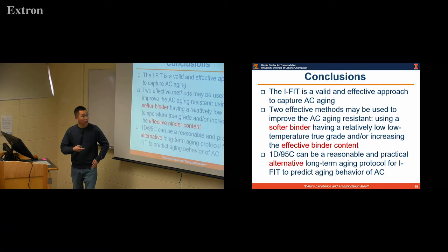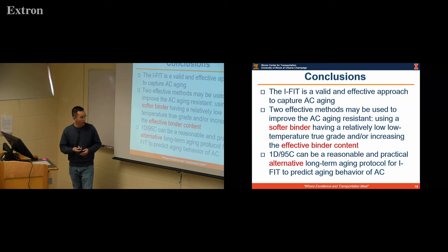The conclusion from this study is that the IFIT is a valid and effective approach to capture AC aging, and is very sensitive. And there are two effective methods that may be used to improve the aging resistance. The first is to use a softer binder, because it has a relatively low temperature shear grade, and or increase the effective binder content, and for this we suggest to use aggregates with less water absorption instead of increasing your binder content. But we haven't done any cost analysis on which one is better.